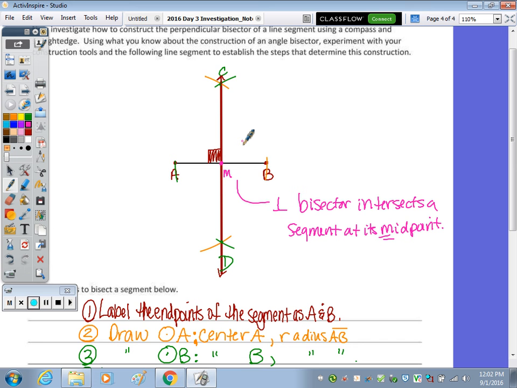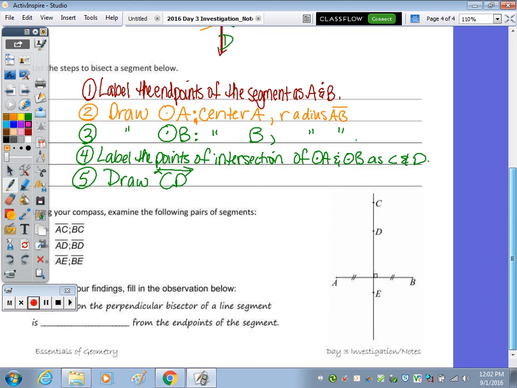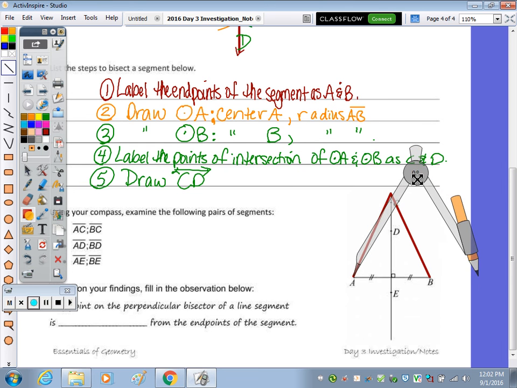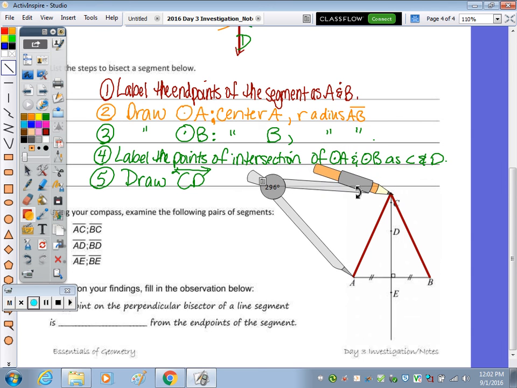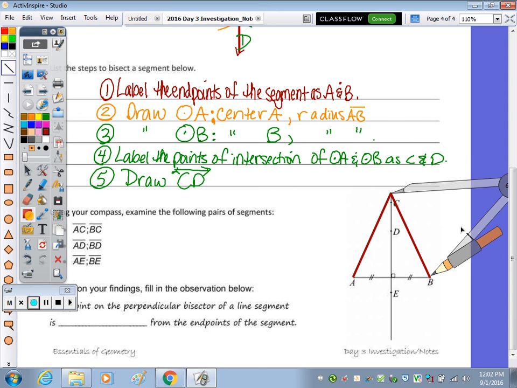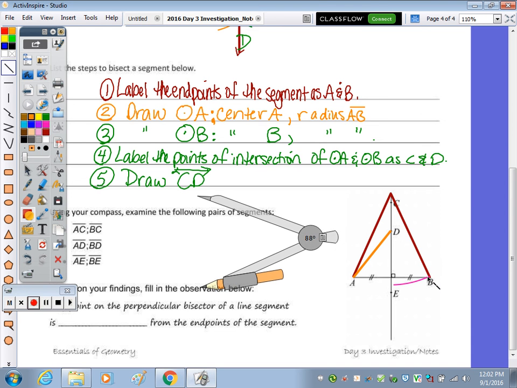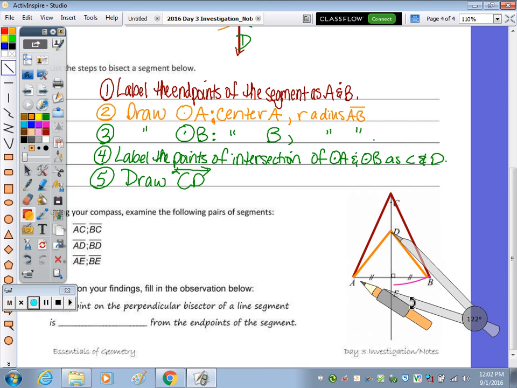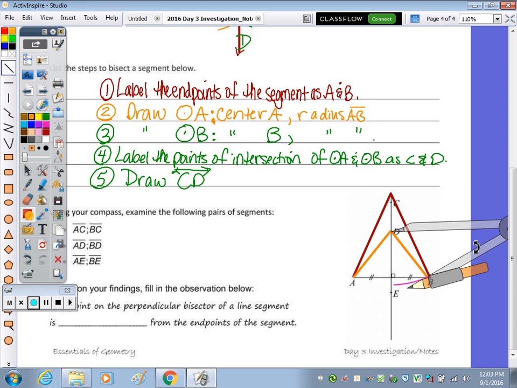To finish the note page at the bottom, it says use your compass to examine the following pairs of segments. So segment AC, let's actually draw these segments in. So AC and BC. Take the compass, let's examine their lengths. If I put my compass point and the tip of the compass at one end, that's the same. And if I rotate the compass, that's also the same. How about AD and BD? Let's measure those lengths. Bringing the pencil in, is that length the same? Rotate it around? Yes, it is.